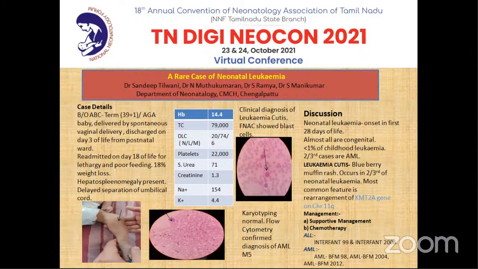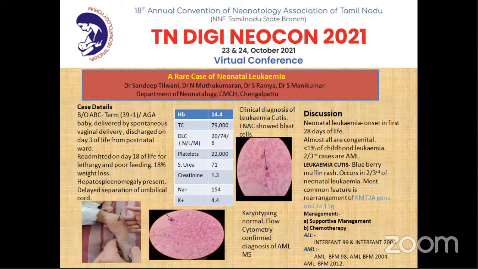The baby was readmitted on day 18 of life with complaints of lethargy, poor feeding, and fever since 1 day. On admission, the baby had around 18% weight loss. So initially, we thought in terms of hypernatremic dehydration, with 18% excessive weight loss, maybe due to poor feeding. After the initial investigations, urea and creatinine were deranged: urea was 71 with creatinine 1.3 and sodium of 154.